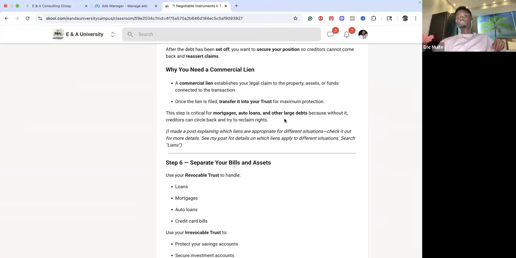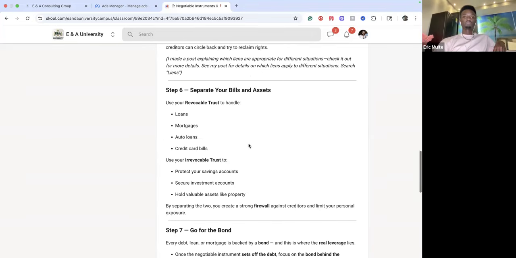This step is crucial for mortgages, auto loans, and other large debts because without it, creditors can circle back and try to reclaim it. And so I made a post explaining which liens are appropriate for different situations. So you want to check that out for more info, guys. If you go to the search bar and just search up liens in the main campus, then you'll see the post I made and it breaks it all down.